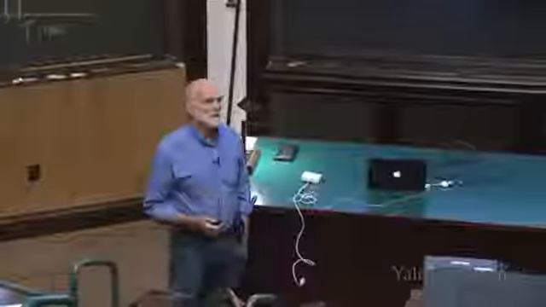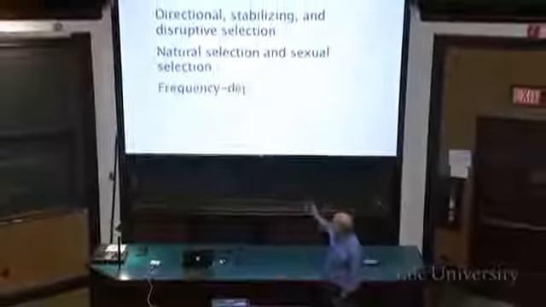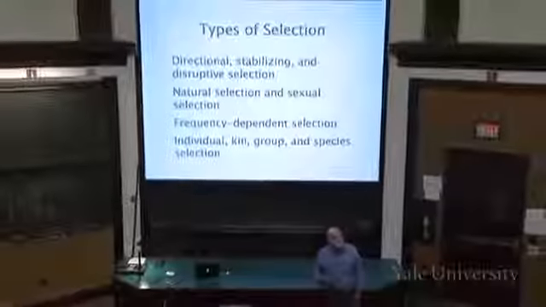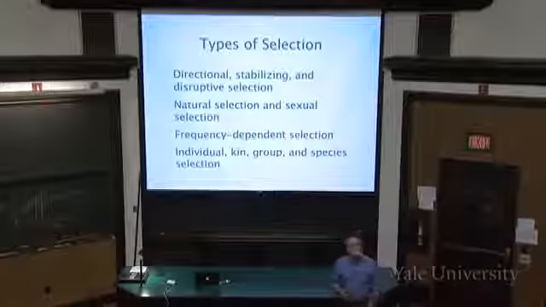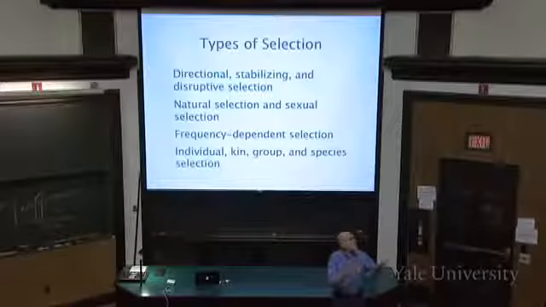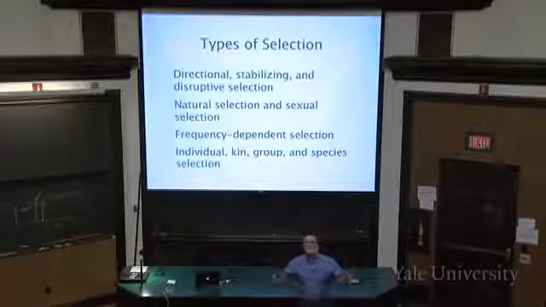Kinds of selection. Now we go through another one of these vocabulary building exercises. And I'll try to illustrate a few of these, but I just want to get these words out there, and I want to get them into your minds so that you can start to think about the fact that natural selection comes in lots of different flavors. We can talk about directional, stabilizing, and disruptive selection, natural and sexual selection, frequency-dependent selection, and then selection acting on individuals, on kin, on groups, and on species. So each of these is cutting the selection cake in a different direction. But it is all of these different things.